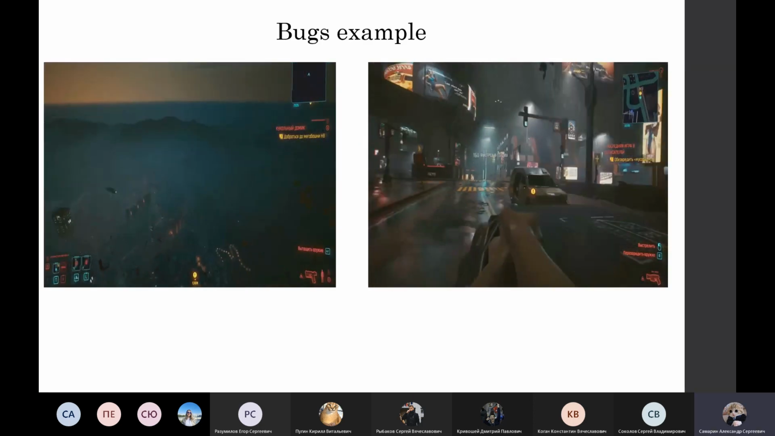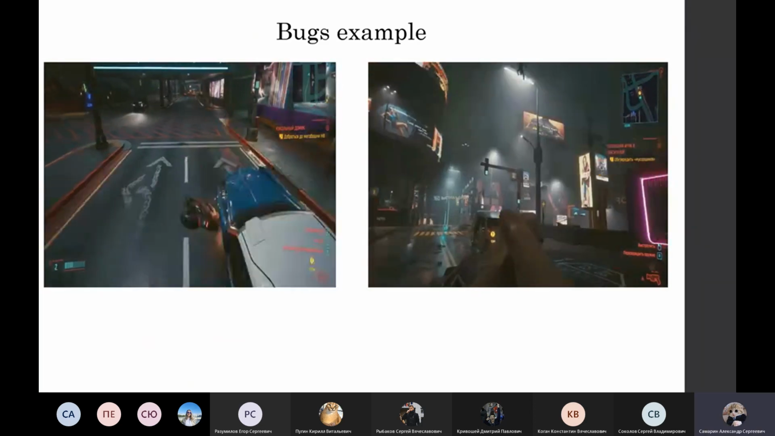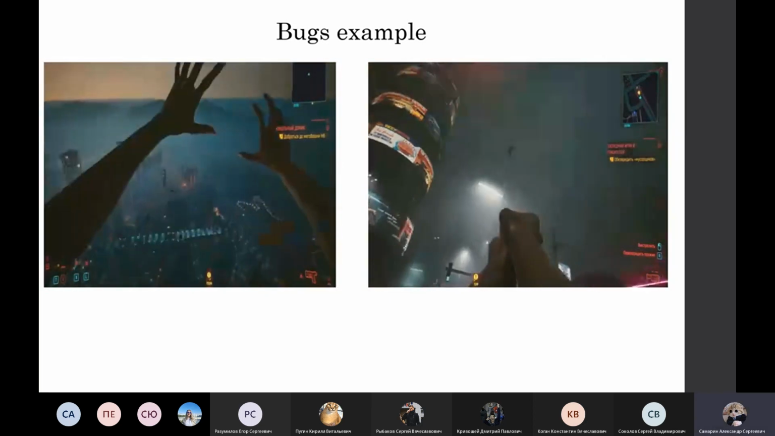So we can see some bugs in a video game. This is an example of this.